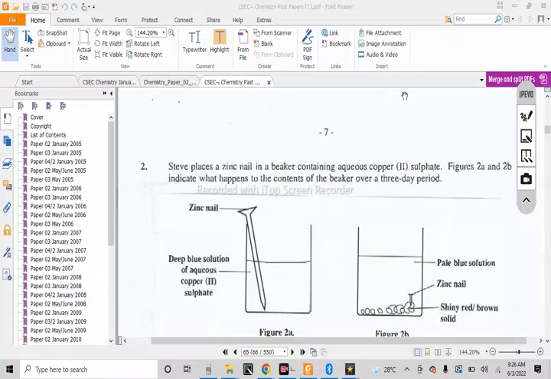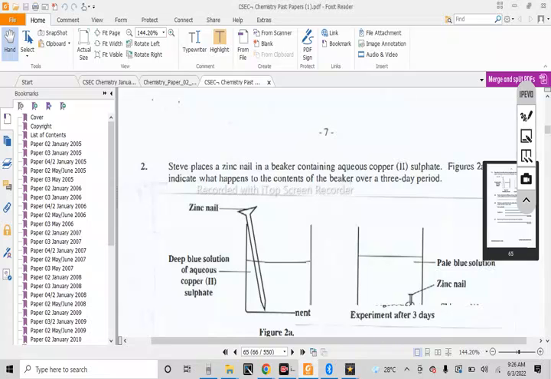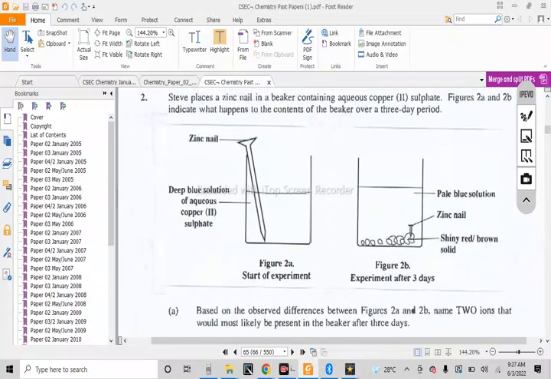Steve placed a zinc nail in a beaker containing aqueous copper 2 sulfate. Figures 2A and 2B indicate what happens to the contents of the beaker over a 3-day period. Before we do that, we have a zinc nail placed in copper 2 sulfate, which would be blue, right? A deep blue solution, good.